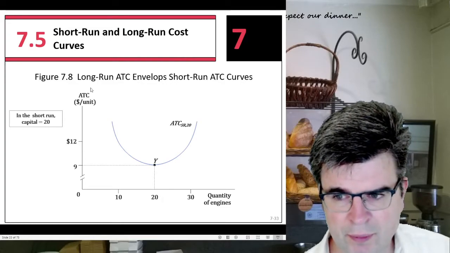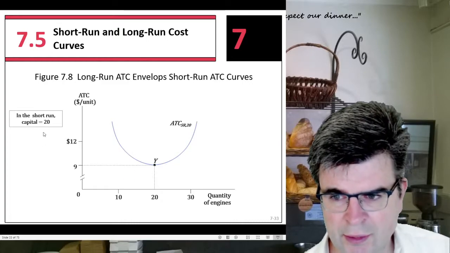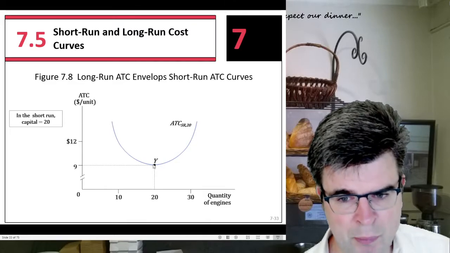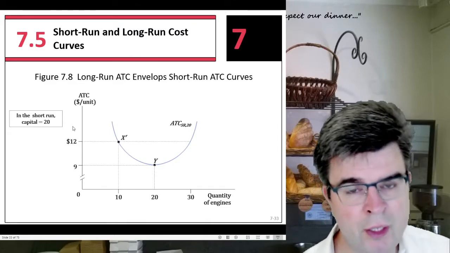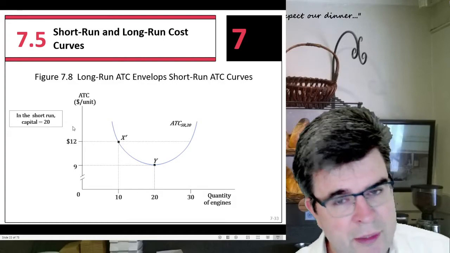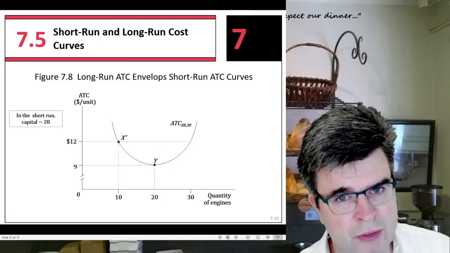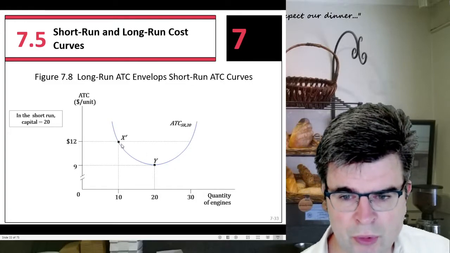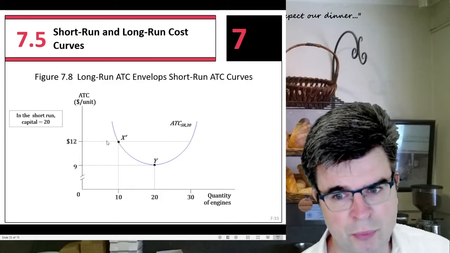So this is what is said. So the cost is 9, capital is optimal for producing 20 engines. But now, if instead we don't produce 20 engines, but only 10, and we cannot adjust capital because we're in the short run, then the average total cost will be X prime over here. So it will be $12 per unit.